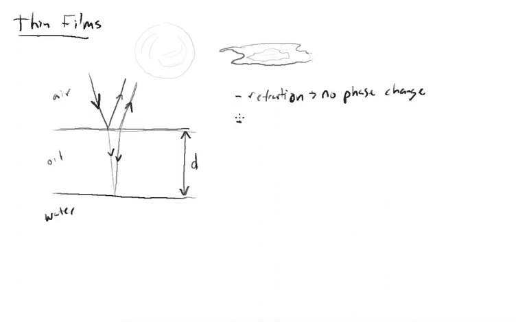There's a phase change if you're going from low index, or low optical density, to high optical density, or high index. That gives a phase change, and it's actually a phase change of pi. It flips everything over.